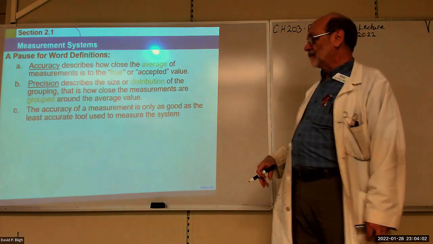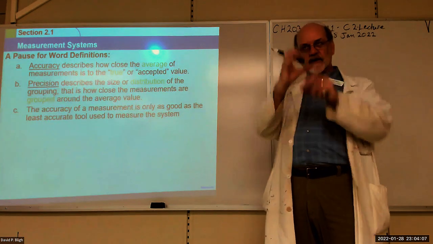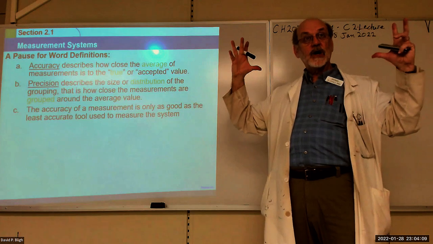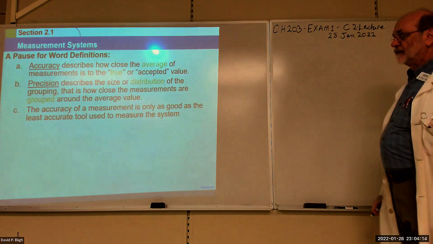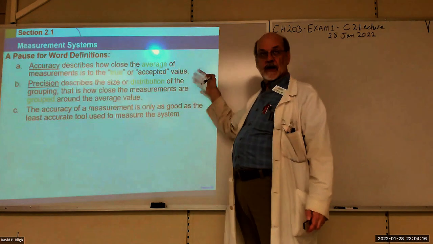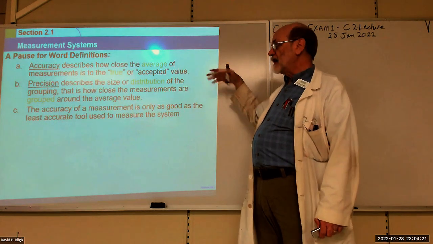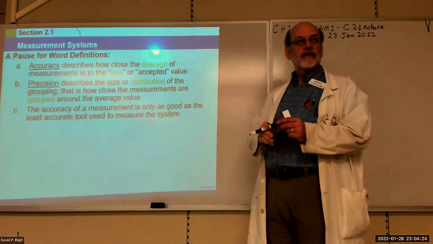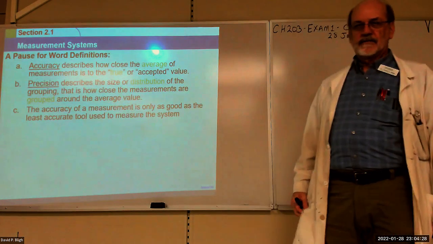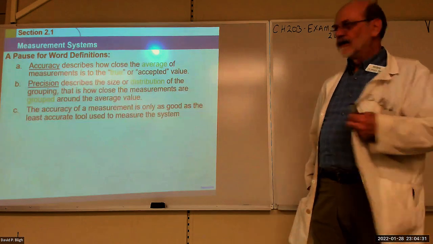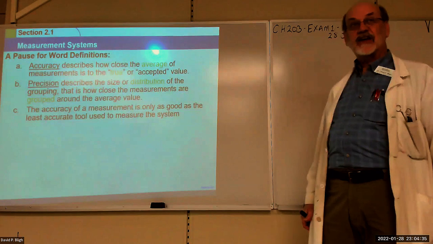Precision, on the other hand, is how tight are your multiple measurements grouped? Are they very close together? Are they very far apart? And they represent two different concepts. In popular literature and news programs, they interchange these. They just mess them up. Trying to sound scientific, they'll say, this is a precise measurement, when they mean accurate.